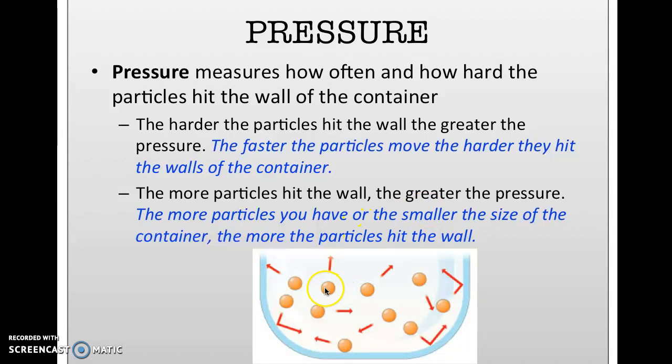So if you have a lot of particles in a container, they're going to be hitting the wall a lot more than if you had fewer particles. And you can kind of think of that like kids running around in a room. So let's say you had 2 kids running around in a room. If they're running randomly, they're not going to bump into the wall as much as if you had 10 kids, right? The more kids you have, the more often a kid is going to hit into that wall.